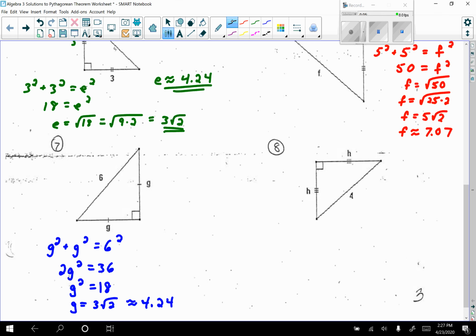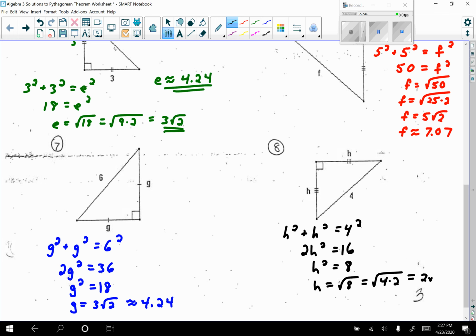All right, and then in number 8, very similar here, we could say h squared plus h squared equals 4 squared. So we get 2h squared is equal to 16. Divide both sides by 2, h squared is equal to 8, and then h is equal to the square root of 8, which factors into a 4 times 2. So the exact value here is going to be 2 radical 2, and then radical 8 is approximately 2.828, which means we're rounding it to 2.83.